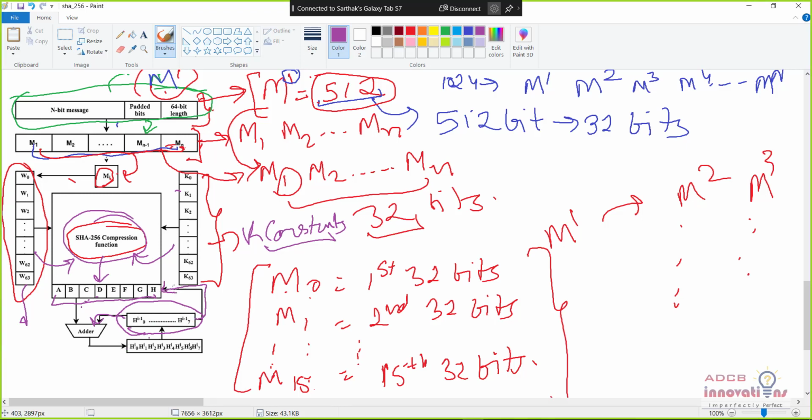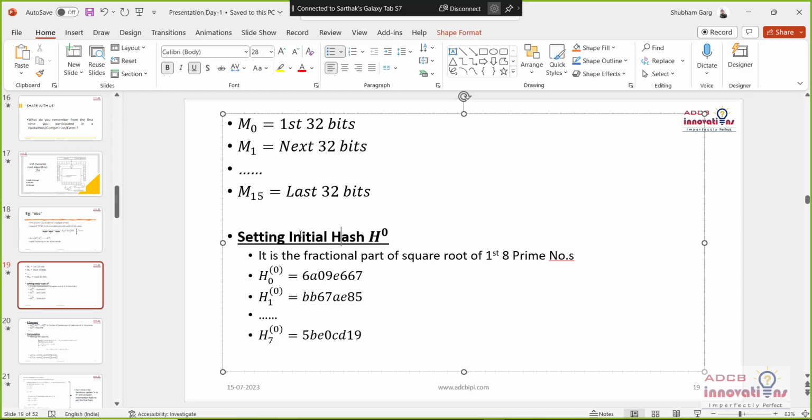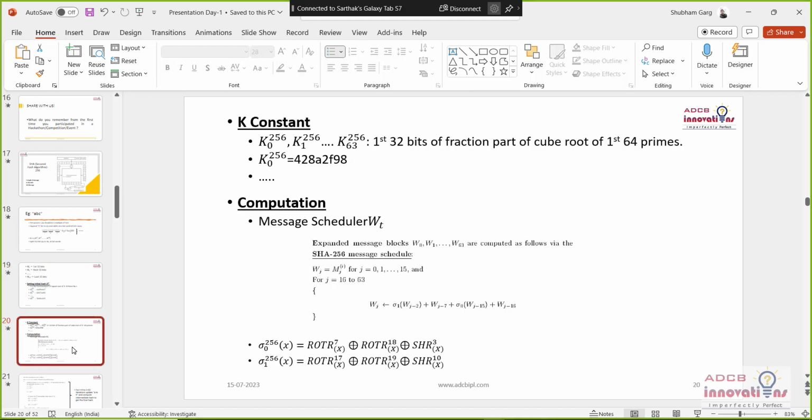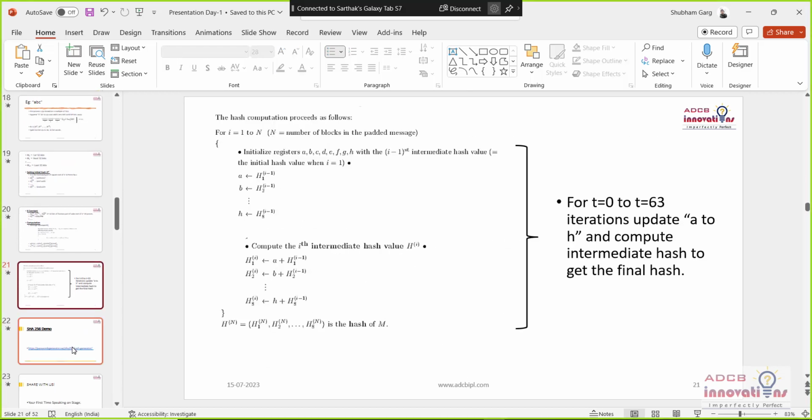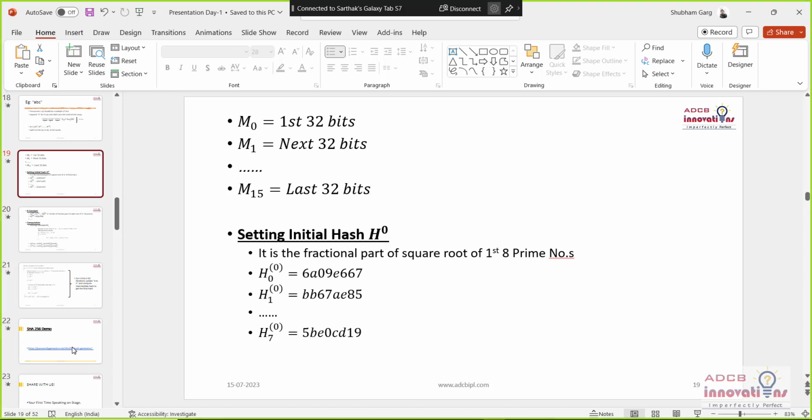So if this value is going as the input there, that means initially some values like this should be defined. When we go back to our presentation, you can see there is the definition for setting the initial hashes at 0. So we will see how these initial values are set. First of all, let us talk about the initial hashes.